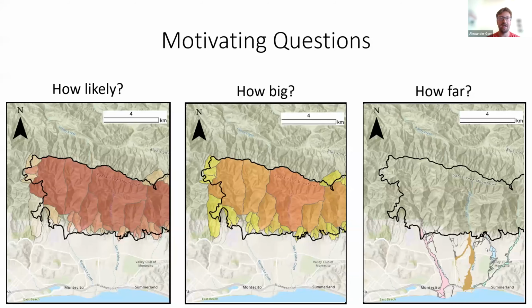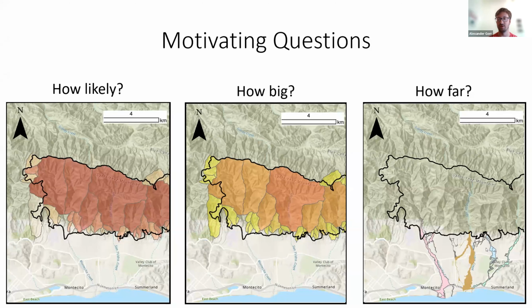So when we're considering hazard assessments, we might ask ourselves a few questions. The first being, how likely is a debris flow to occur in a given watershed given a certain rainfall intensity? And then how large might that debris flow be? Now, these two questions are addressed by well-established methods. There's a debris flow susceptibility model and a post-wildfire debris flow volume model that are widely employed in hazard assessments in the Western United States, including by the USGS and their post-fire hazard assessment.